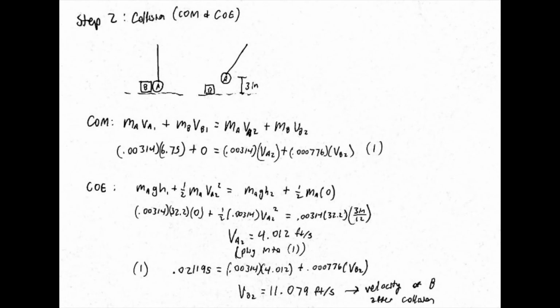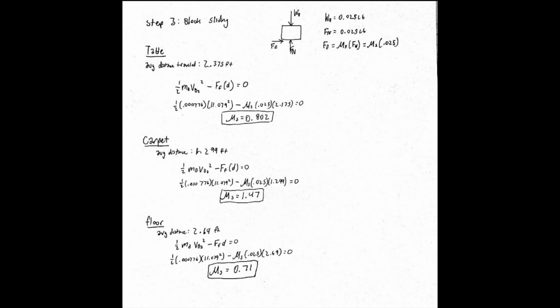After this is found, it can be plugged into the conservation of momentum equation to find the velocity of B immediately after the crash. Finally, the distance the block slides forward is used to analyze the force of friction. The work-energy theorem is used to solve for the different coefficients of kinetic friction.